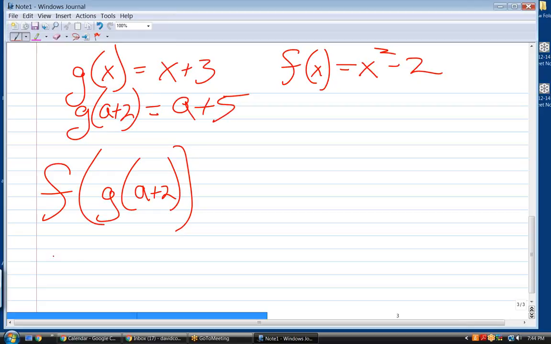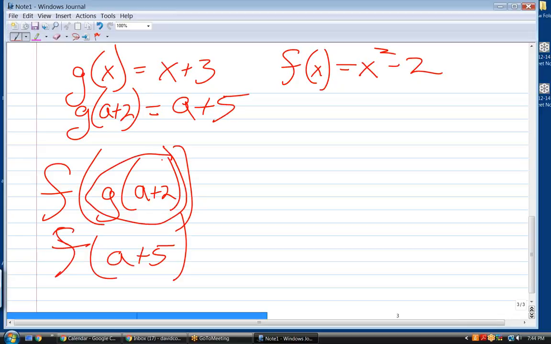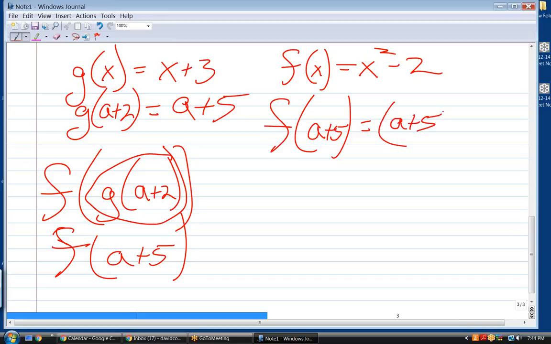Now, this question is what is f of a plus 5? Right? In other words, I can substitute for g of a plus 2, which we know to be a plus 5. So now, what is f of a plus 5? A plus 5 squared minus 2. Yeah, that's quantity a plus 5 squared minus 2.